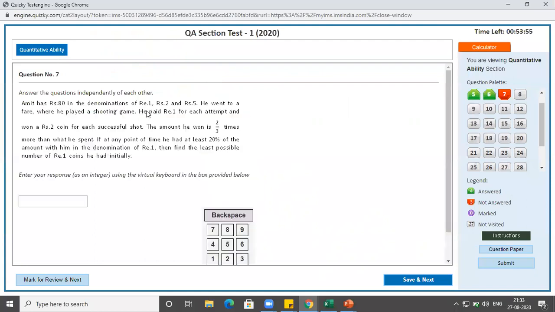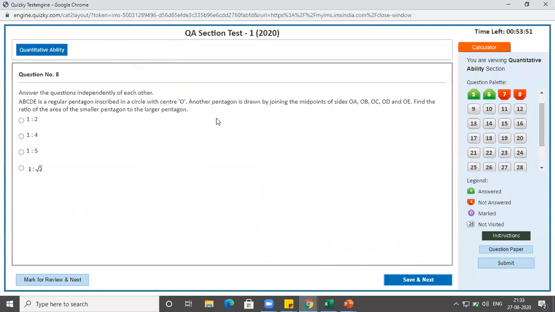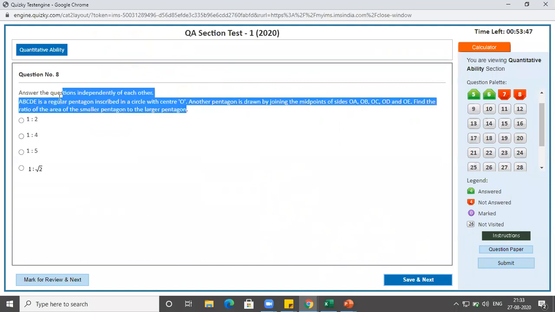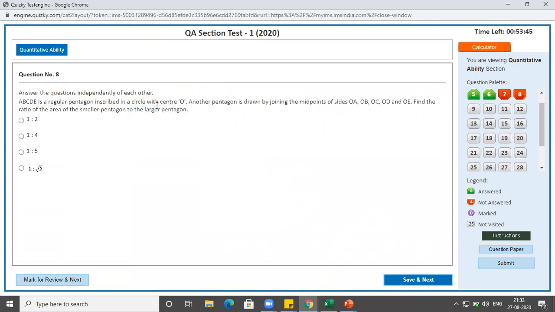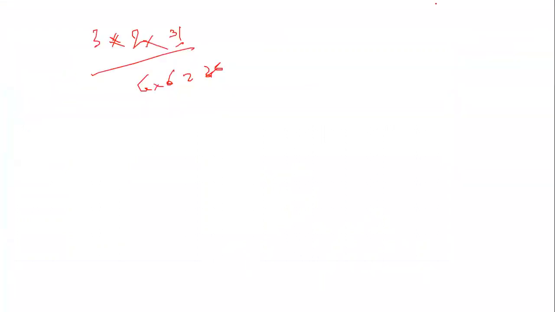Answer the questions independent of each other. Okay. A lot of numbers around 2. Regular pentagon. Okay, there is no number here, right? It's only English that is being talked about. So I'll attempt this. ABCDE is a regular pentagon inscribed in a circle with center O. Another pentagon is drawn by joining the midpoint of side OA. Midpoint of side OA. Okay.